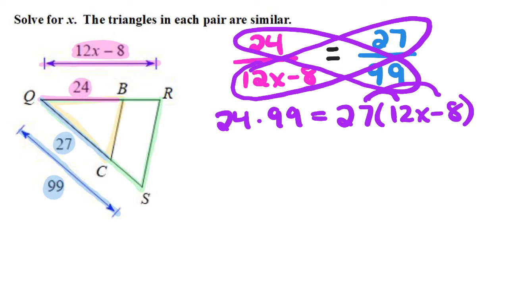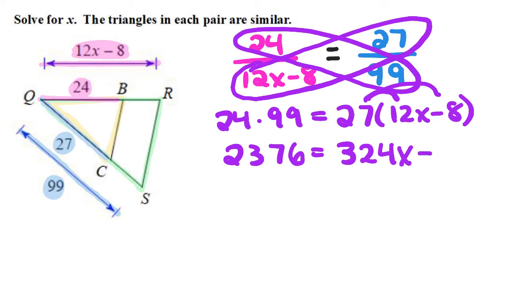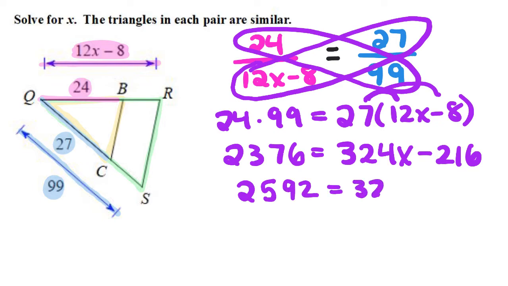So 24 times 99 gives you 2,376. 27 times 12 gives you 324x, minus 27 times 8 is 216. Now to solve, I would add 216 to both sides, so 2,376 plus 216 gives you a value of 2,592 equals 324x, and then divide both sides by 324 to get 8 is equal to x.